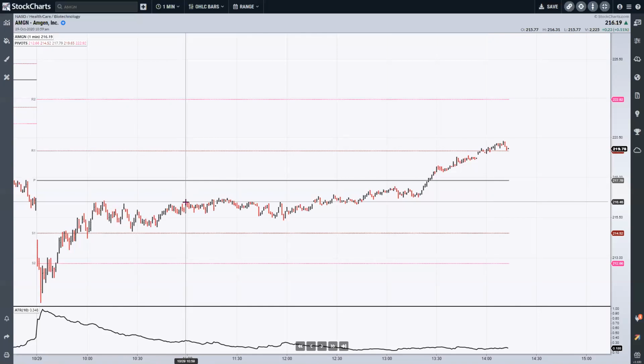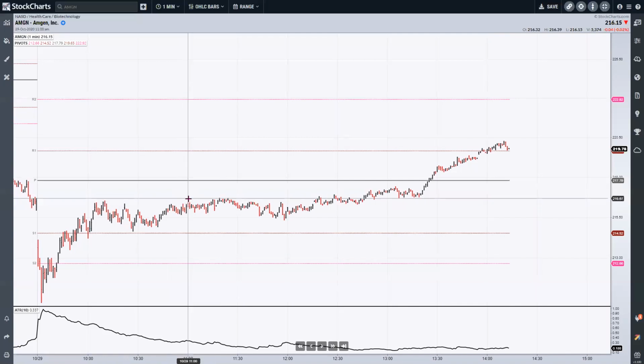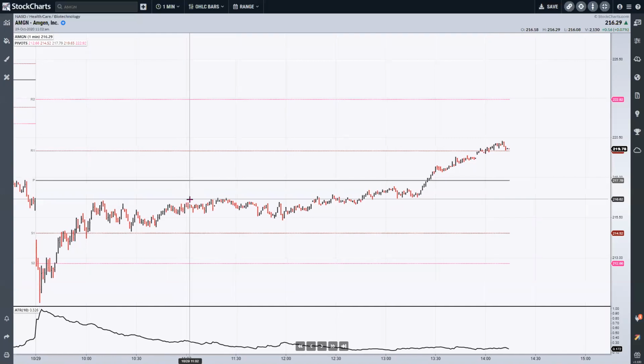Okay, here we go. 216.09. At almost 11 o'clock, we get a close above that at 216.19. Then we have 216.15. And the third bar is 216.29. Now we can look to be a buyer. So we would put the buy order in.